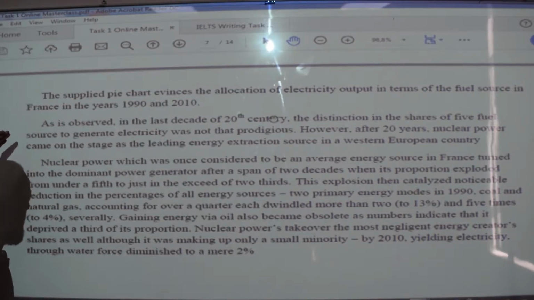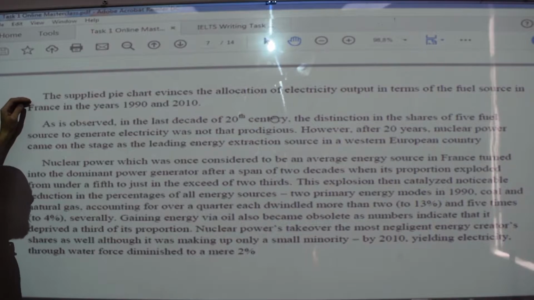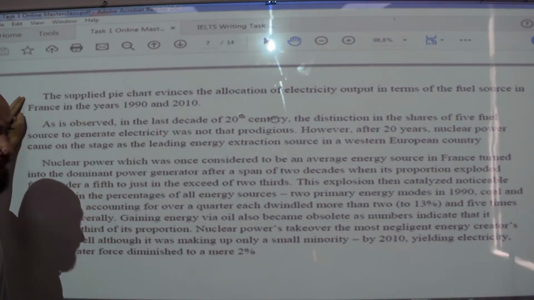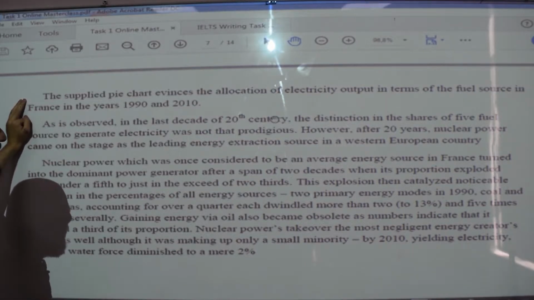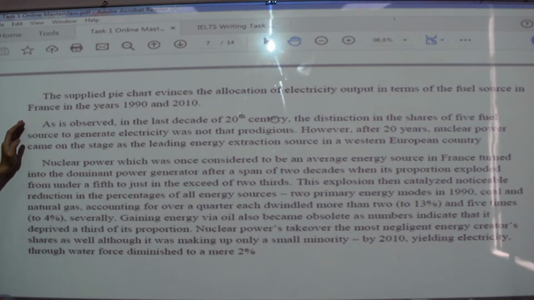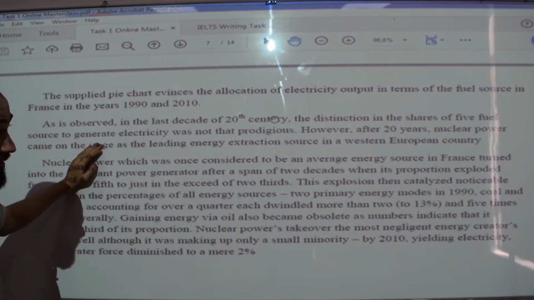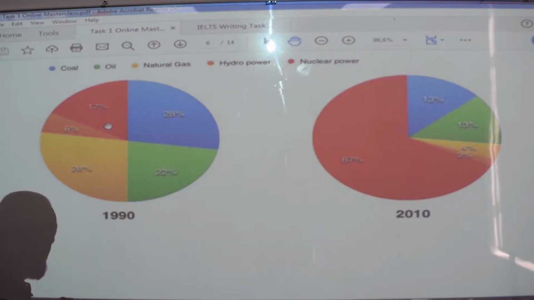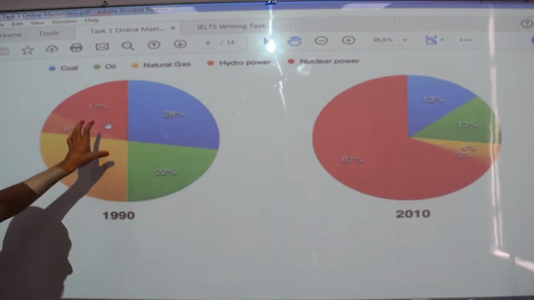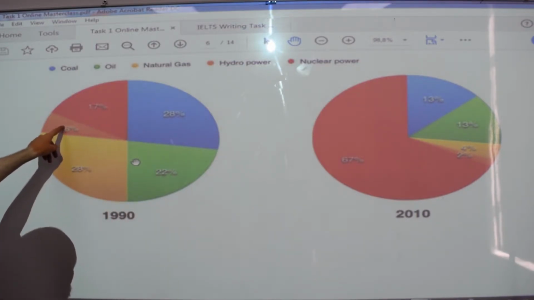That's the intro, then overview, then body. The supplied pie chart evinces, so shows, the allocation of electricity output production in terms of the fuel source in France in the years 1990 and 2010. That's it. As is observed, in the last decade of the 20th century, 1990, the difference in the shares of 5 fuel sources to generate electricity was not that prodigious. Look, 17%, 28%, 22%, 28%. Not that big a difference. Maximum 10%. That's the minor detail. The percentages are very close, except for 6%, that's hydropower.